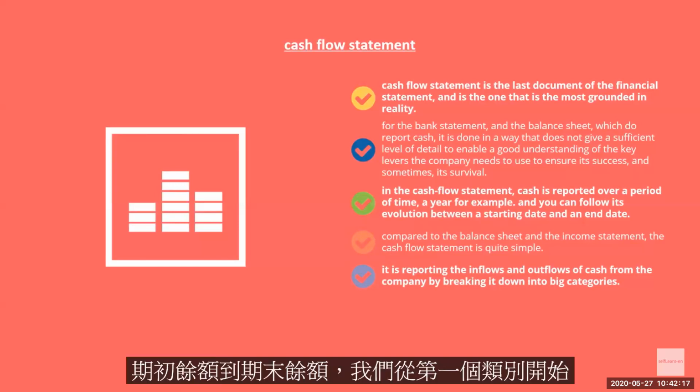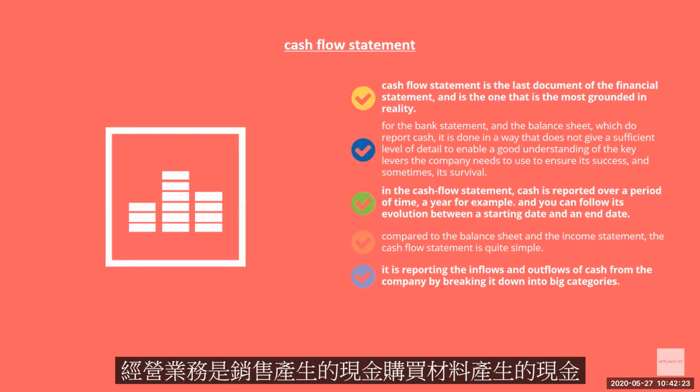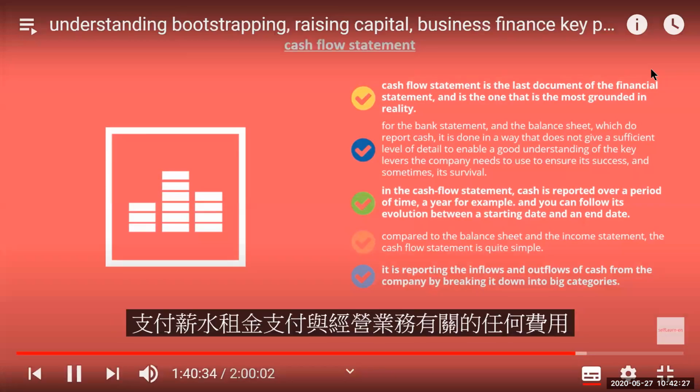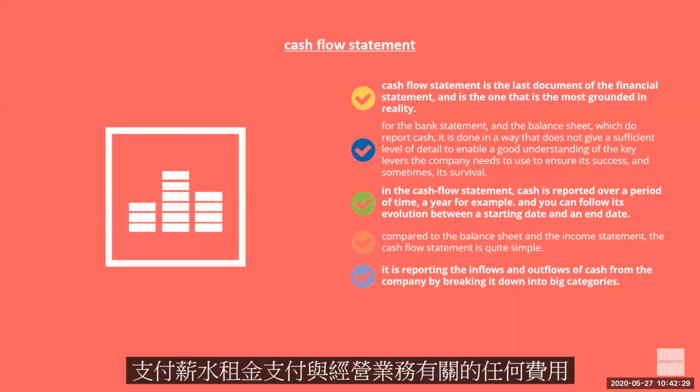To walk from the beginning balance to the ending balance, we start with the first category, which is the cash from operations. Cash from operations is the cash that comes from running the business. It is the cash from sales, the cash from purchasing material, paying salaries, rent, paying anything that is related to running the business. Then comes fixed asset purchases.